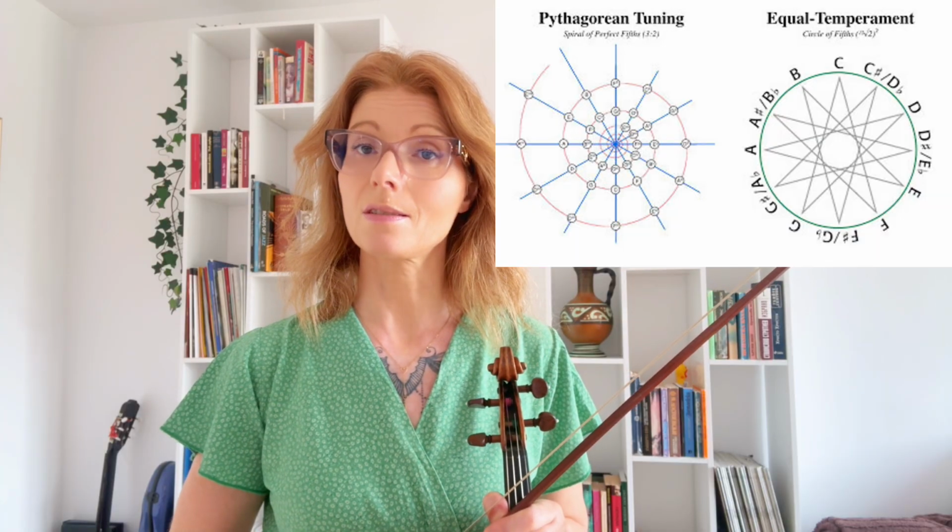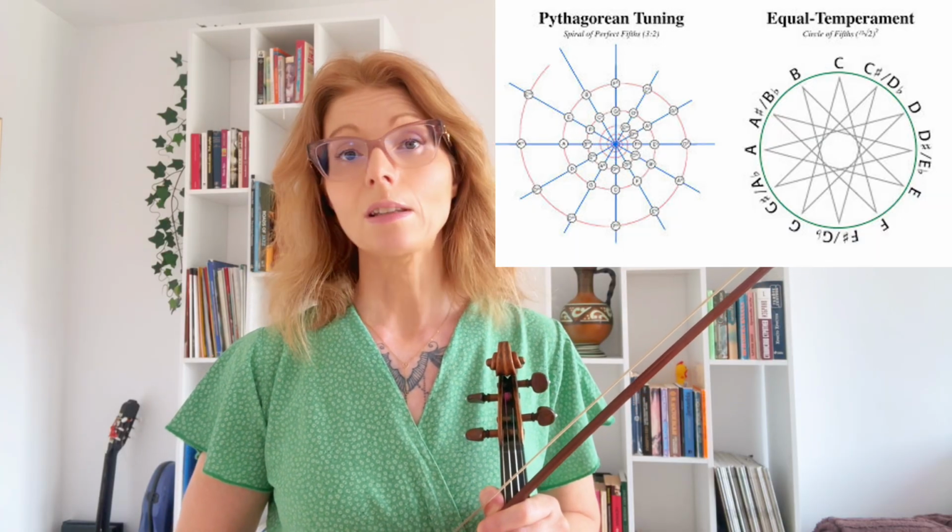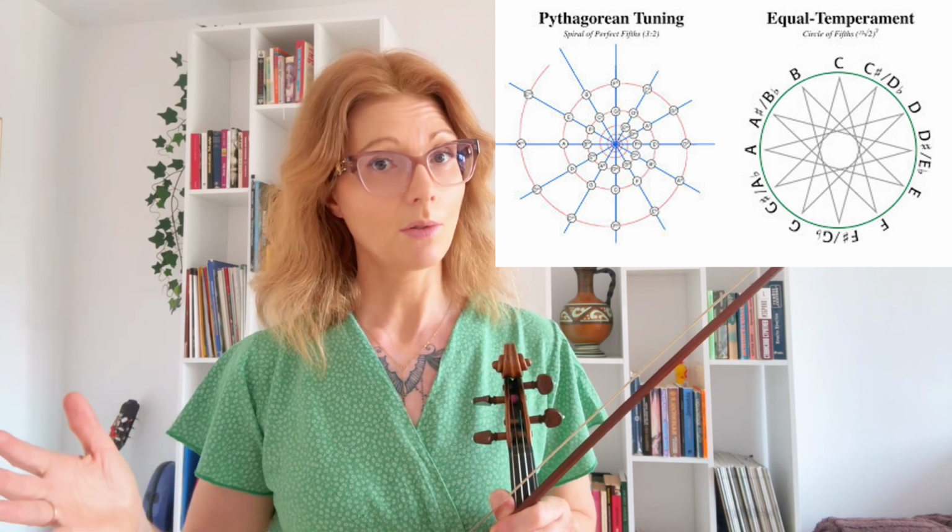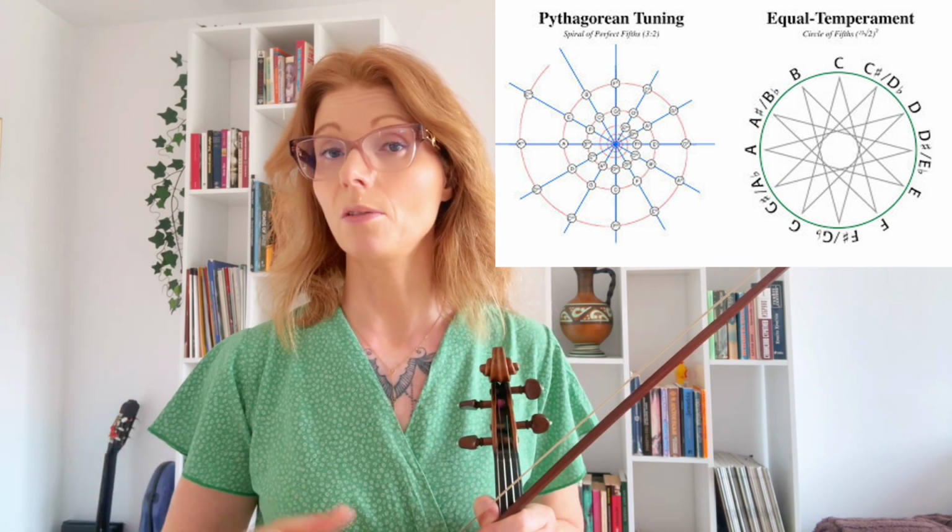Historically, if you continue this process around the circle of fifths, C to G, G to D, D to A and A to E, and so on, adjusting notes by octaves as needed, you could theoretically derive all 12 notes of the chromatic scale.